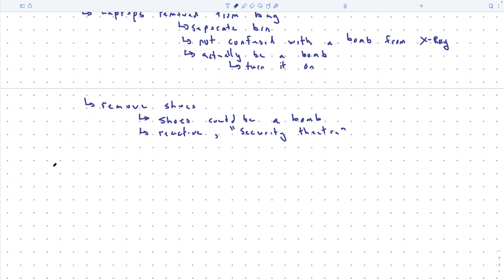Okay, then we've gone through security. The next thing that we may or may not do here, so it depends, is if I'm flying to the US, I'll actually do US customs before I board the plane, okay? If I'm flying to any other country, I'll do it after I land. But let's just take care of it here.